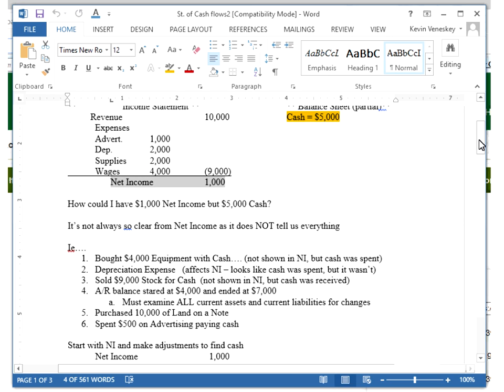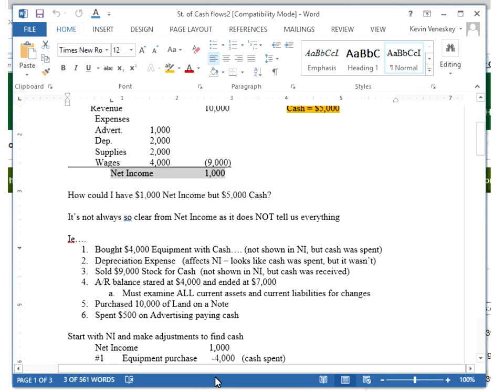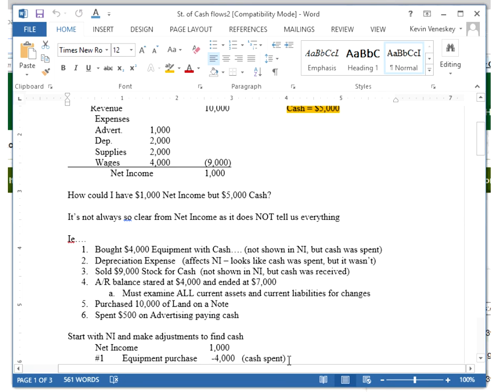So what I need to do is start making the real short and dirty, quick and dirty version of the statement of cash flows. We're going to do a more real, more professional version in the second video. But the real quick and dirty version says, all right, let's start with our net income to explain our cash. And then let's start explaining a few of the items that we have notes on that aren't necessarily driven by this $1,000 in cash.